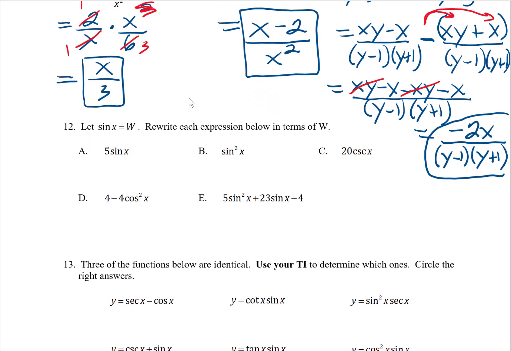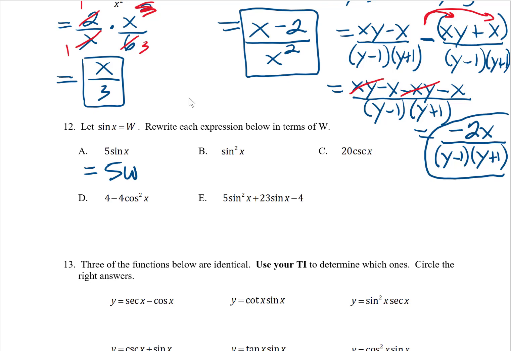Problem number 12. Sine x is going to be replaced with the letter w. So I'm going to have to take each expression here, make sure that I can see all the sine x's, and then everywhere I have one, I'll replace it with the w. Letter A is obviously very easy. This is just going to be 5w. Letter B. Now let's see.